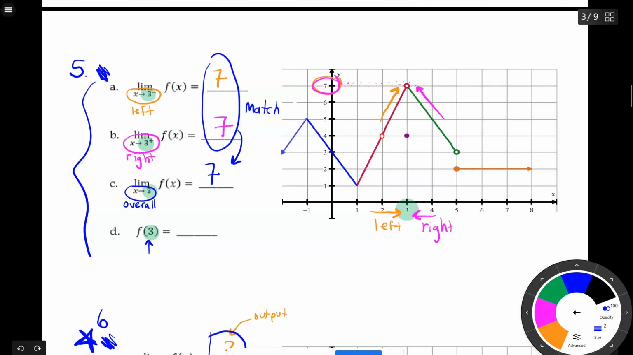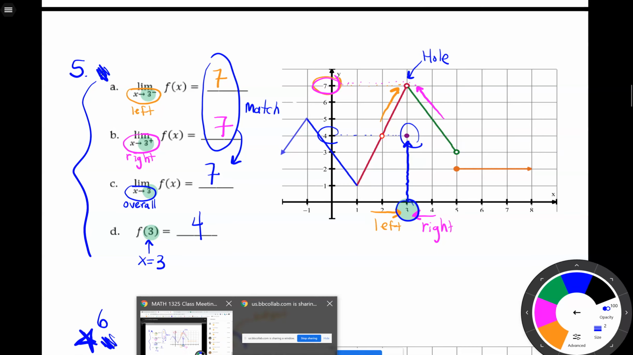But when x is actually equal to 3, here's 3. When I look, where's the dot? There's a hole up here, so it's not defined up there. Your function's actually defined at this height, which is a 4. It's a height of 4. So hopefully you got that one right.